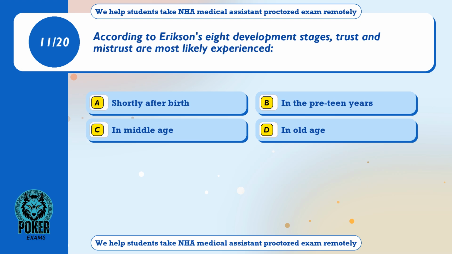Question 11. According to Erikson's 8 development stages, trust and mistrust are most likely experienced. Option A, shortly after birth. Option B, in the preteen years. Option C, in middle age. Option D, in old age.